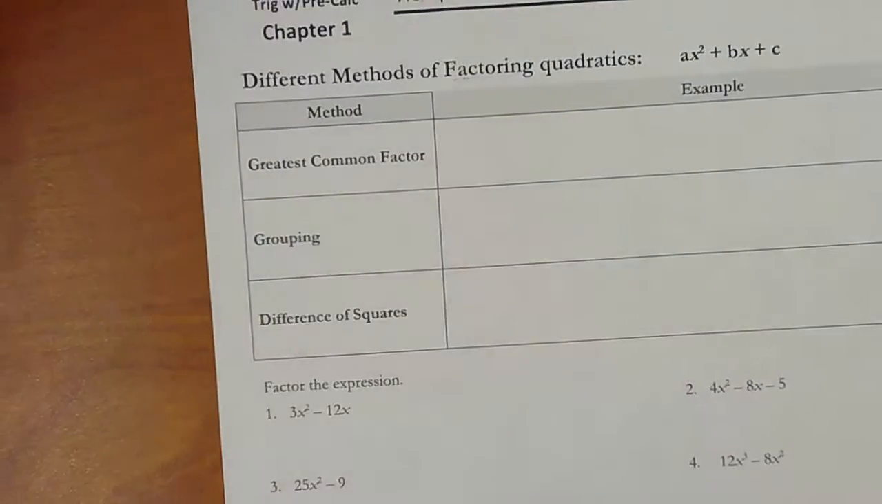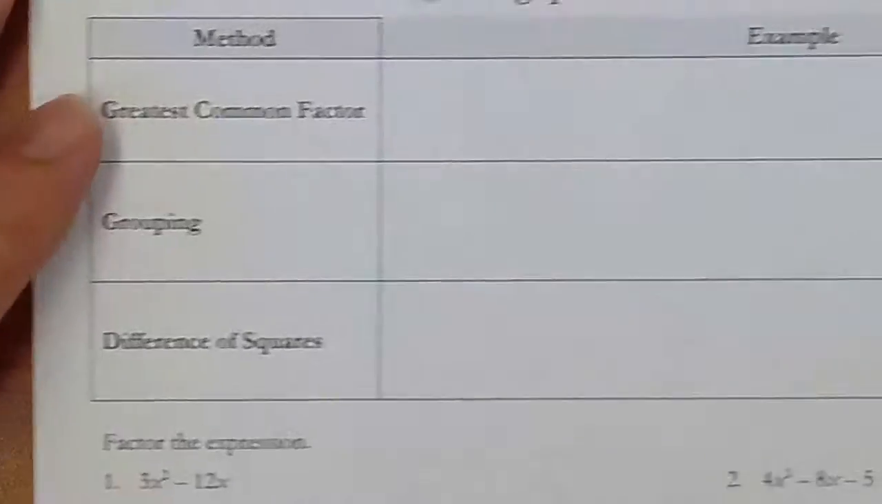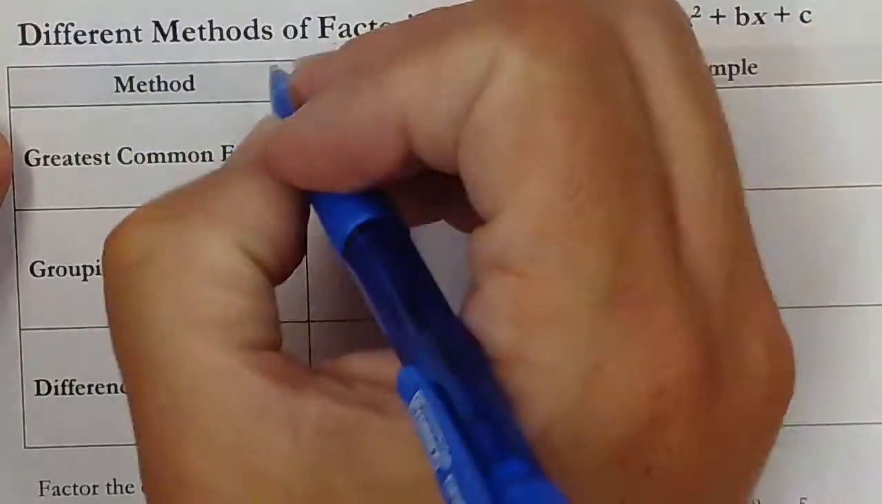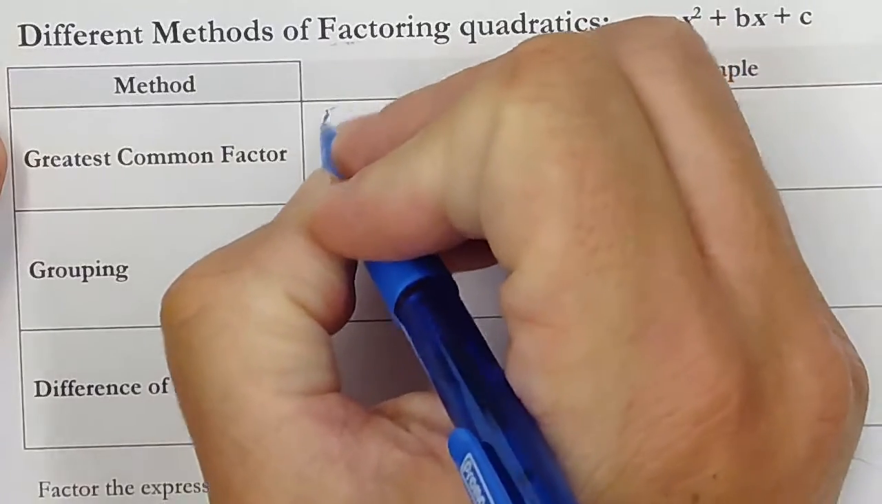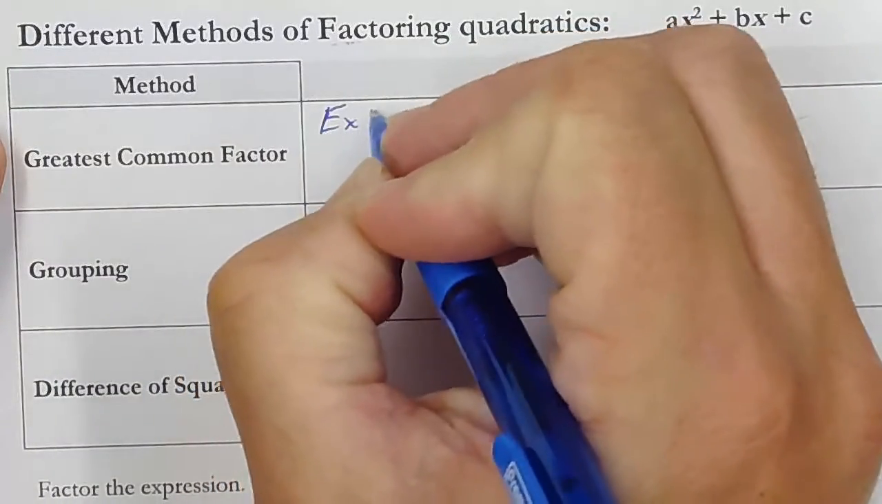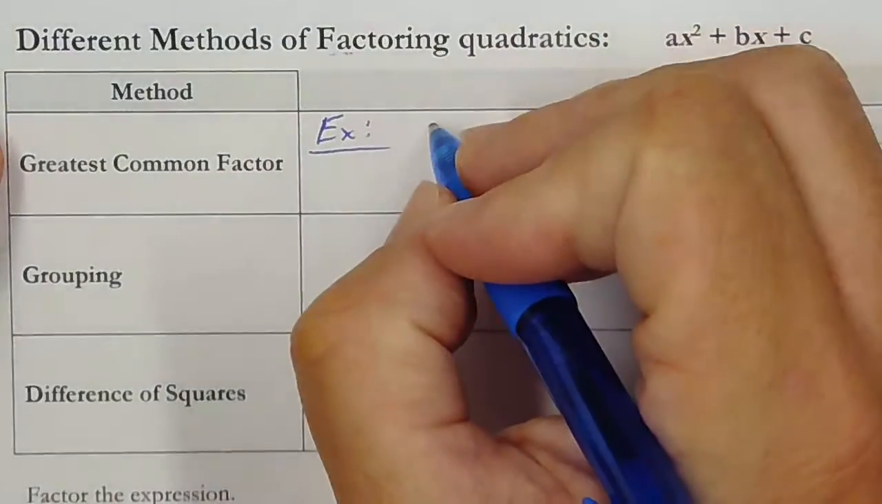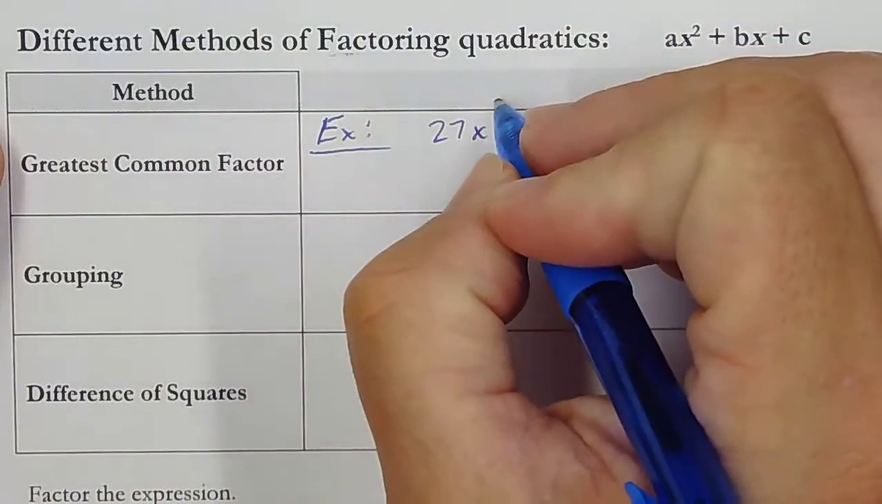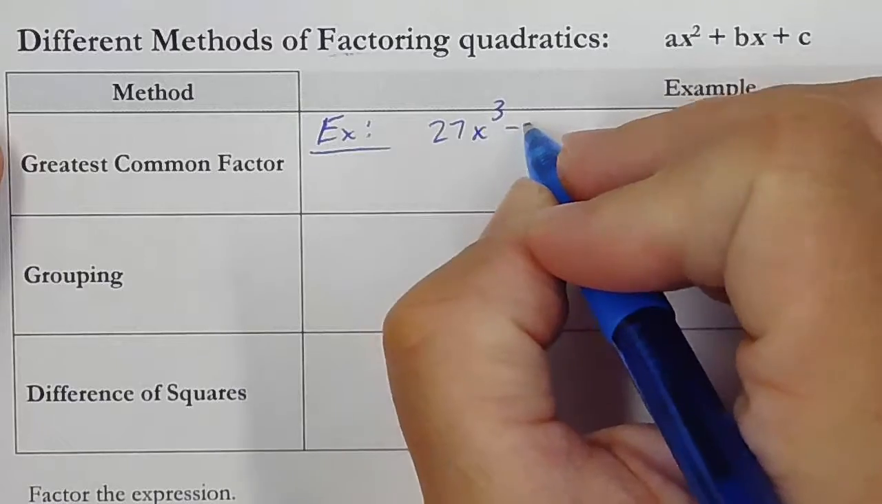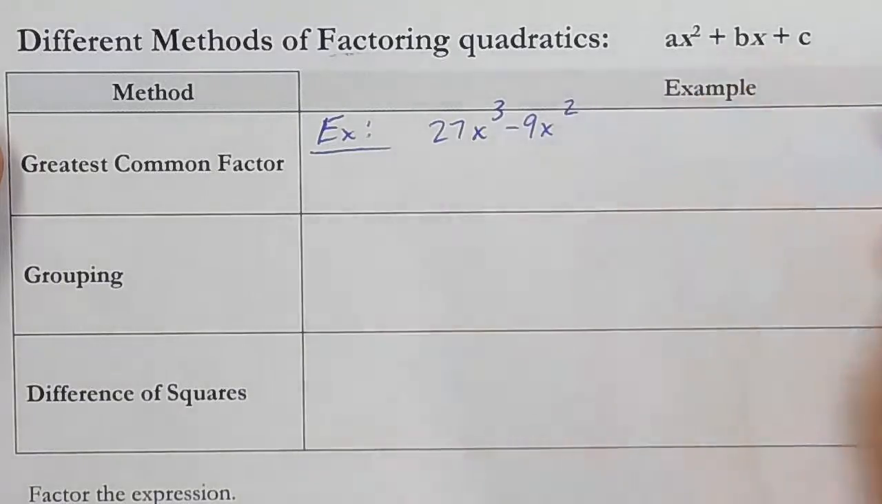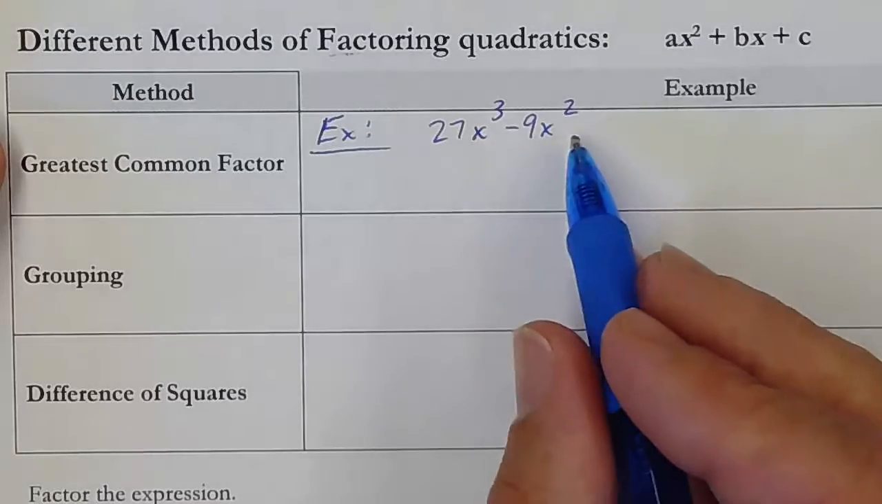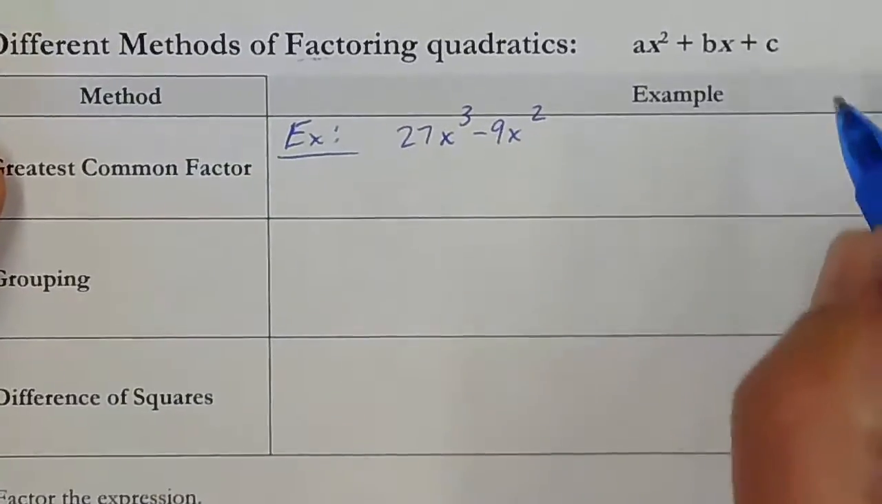Okay, all right, so GCF. Here's an example I want you to put down. All right, so 27x cubed minus 9x squared is the example.